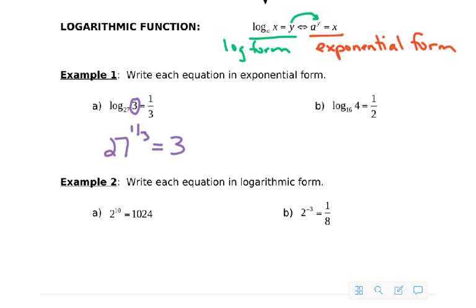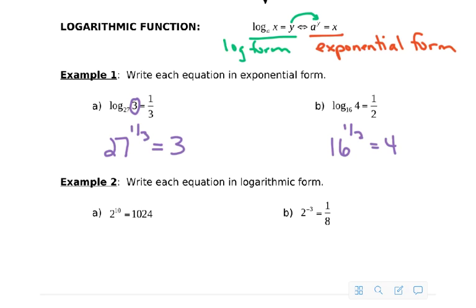In part B, log base 16 of 4 is equal to 1/2. In exponential form, the base is 16. The exponent will be 1/2, and that will equal 4. Remember, 16 to the 1/2 power is the same thing as the square root of 16, which does equal 4.